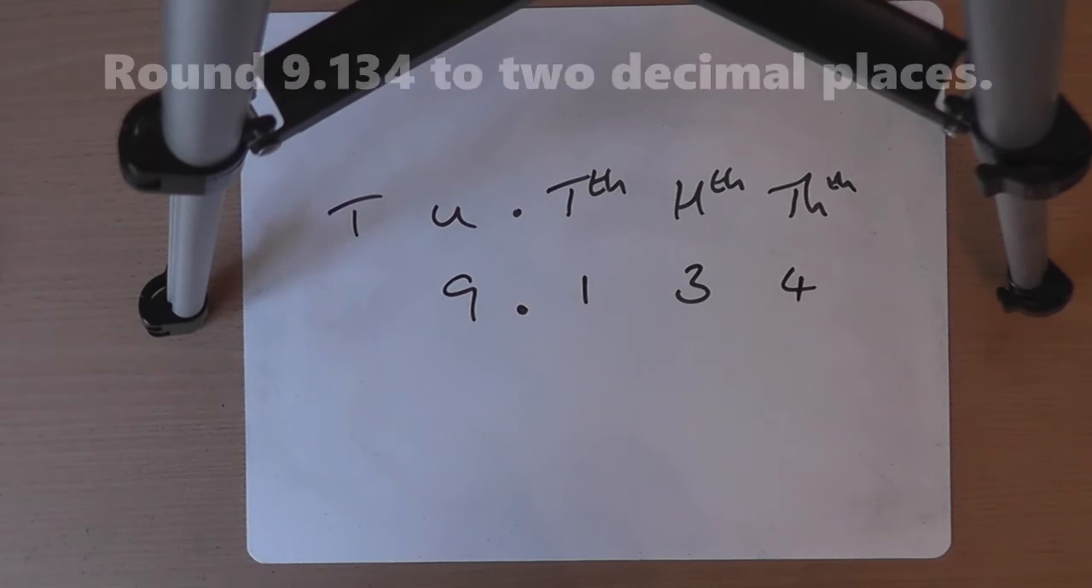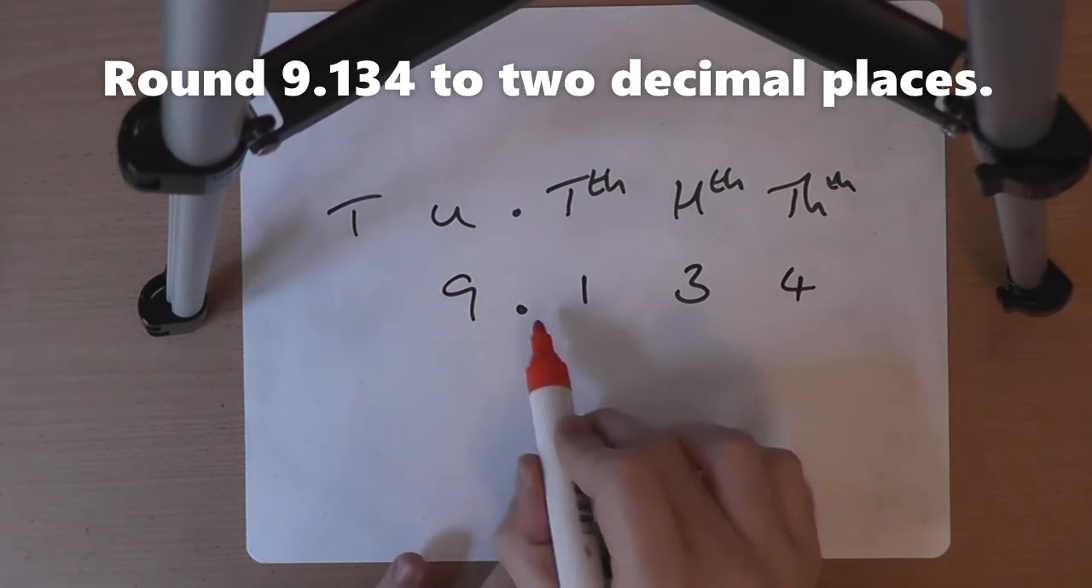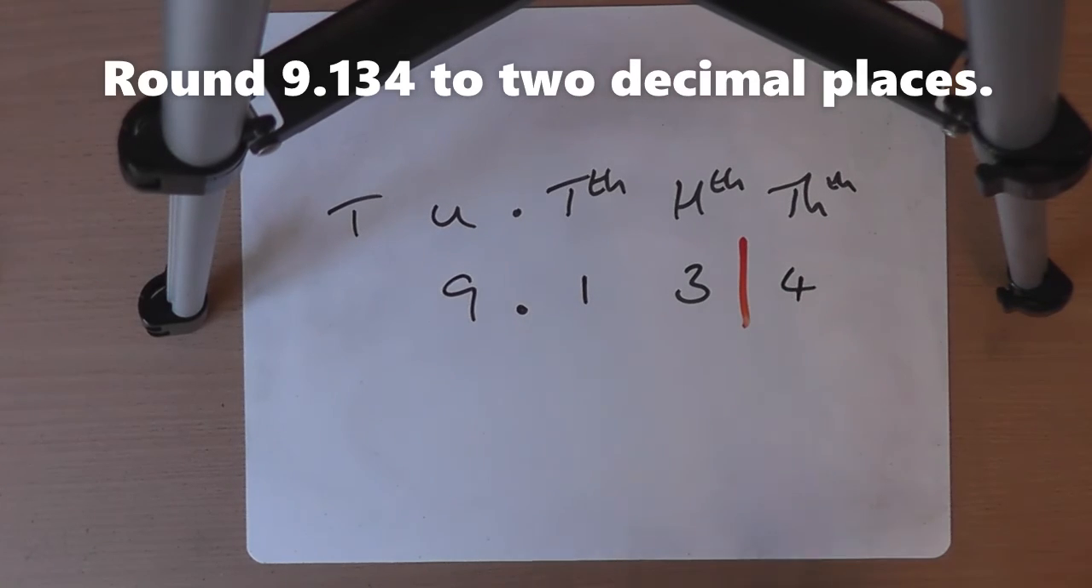And finally, round 9.134 to 2 decimal places. Well, once we've worked out where to put that split line, as with any other rounding question, we can just follow the normal steps until we've rounded to the answer. That split line, we want 2 decimal places, so we want 2 numbers after the decimal point. There is the decimal point, so 1, 2, and our split line goes in after that. This 3 here is the only number that is going to change, if anything does, unless of course the whole thing pushes up into the next number.